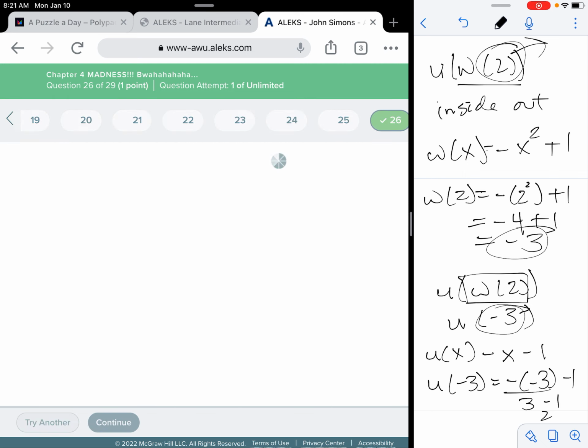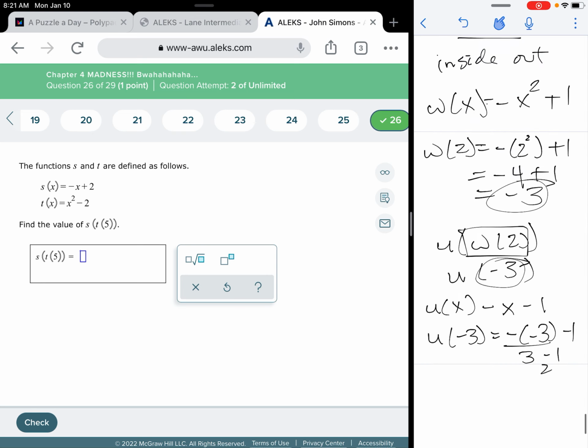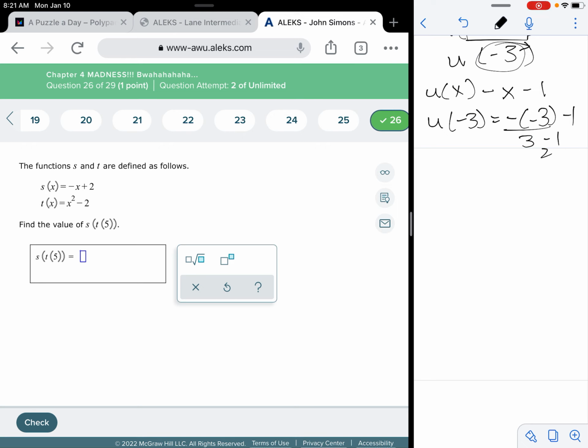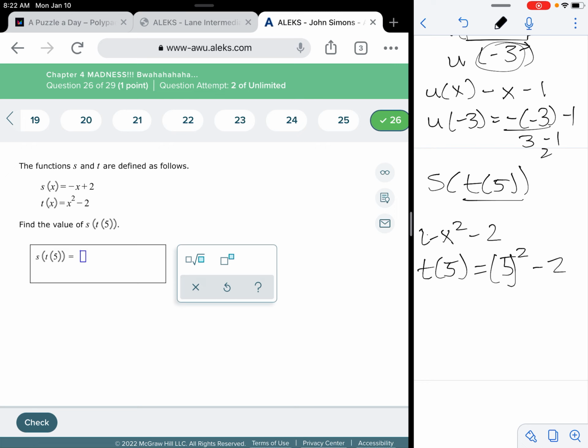All right, let's try another one. So basically you're working from right to left, inside out. It says s of t of 5. So I'm going to start with my t function and evaluate it at 5. My t function is x squared minus 2. So t of 5: I put 5 in for x, figure that out, and then subtract 2. So 5 squared is 25 minus 2, so I should get 23.